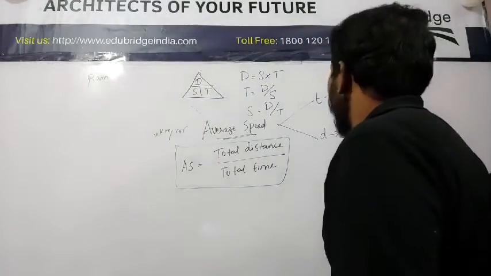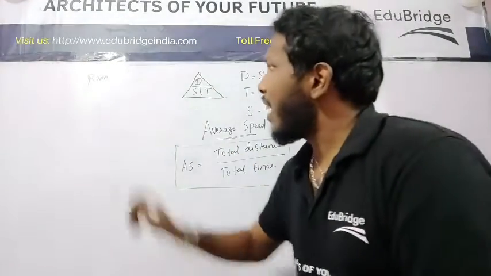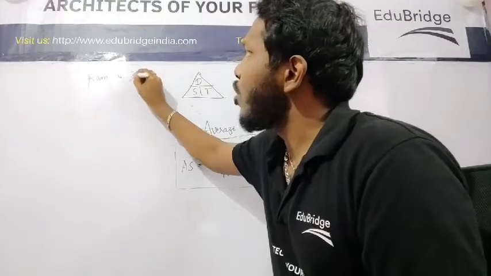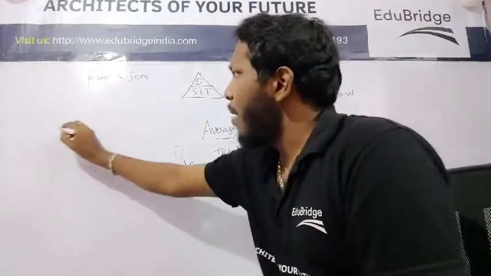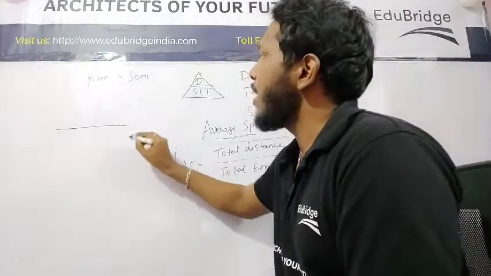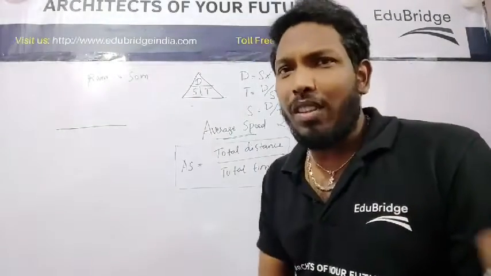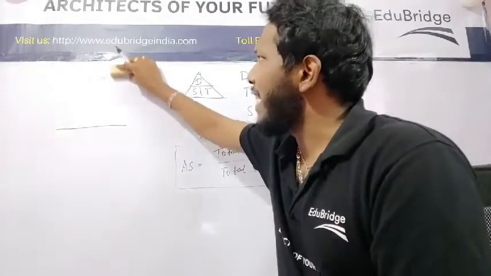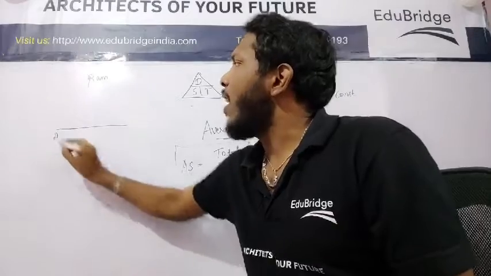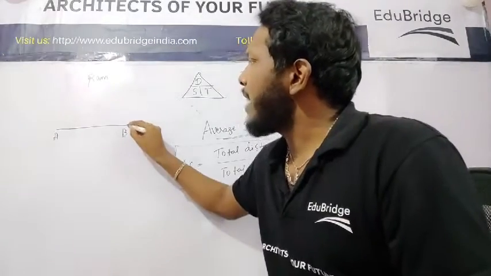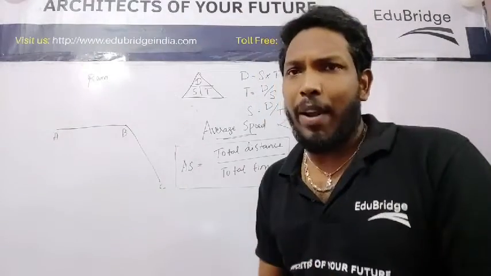How will I be able to find the average speed? Now let's take Ram. Ram is traveling from one place to another. Very easy, look at this. Ram is traveling from point A to point B, and then he is traveling from point B to point C. Let's take it in this way.